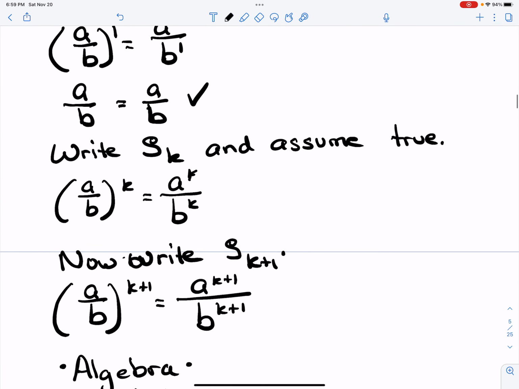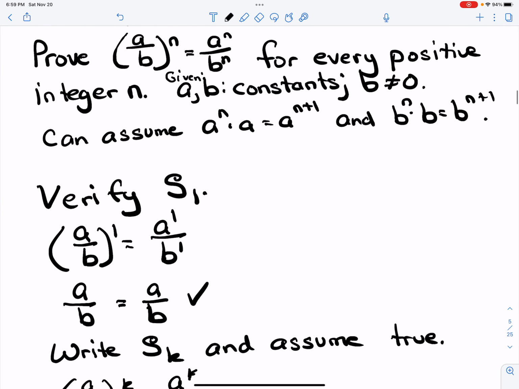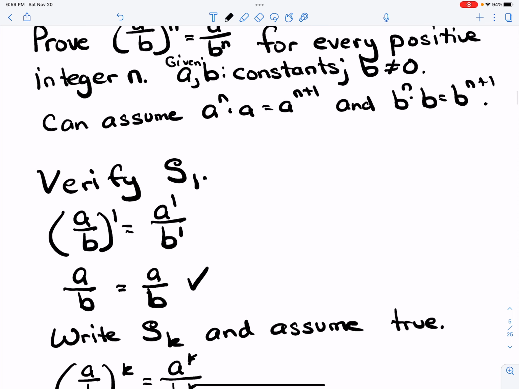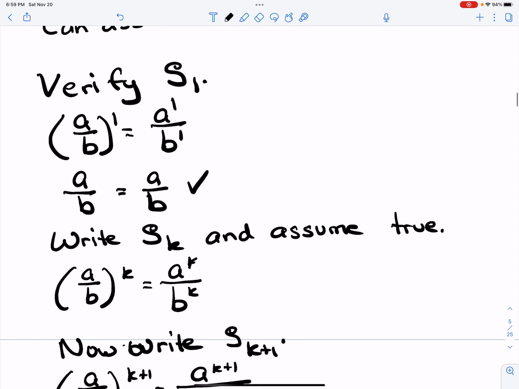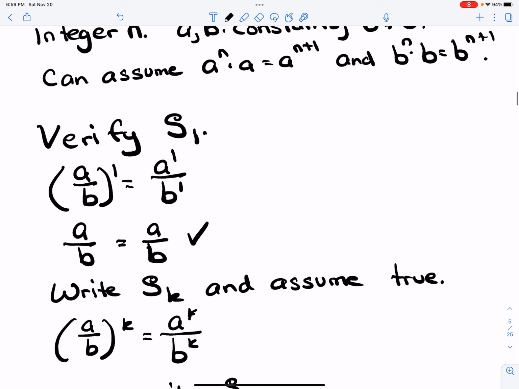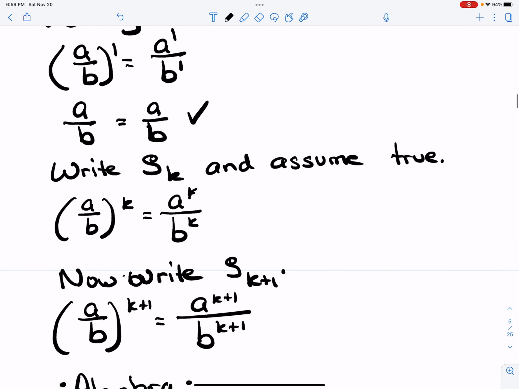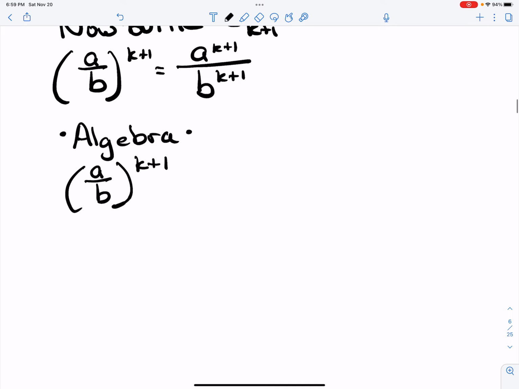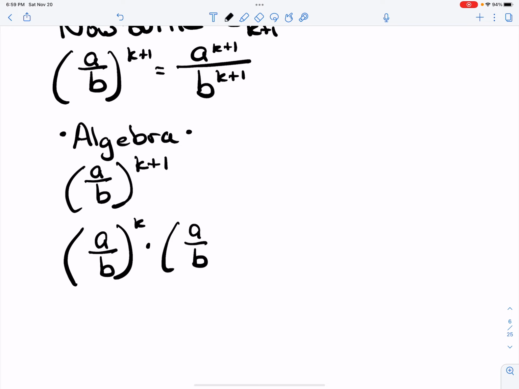Well, we wrote earlier that we can assume that a to the n times a equals a to the n plus 1. We also verified a over b to the first equals a to the first over b to the first. So we can take this and rewrite it as a over b to the k times a over b to the first. We're just using the multiplication principle, the rules for multiplying with exponents. We can use that.